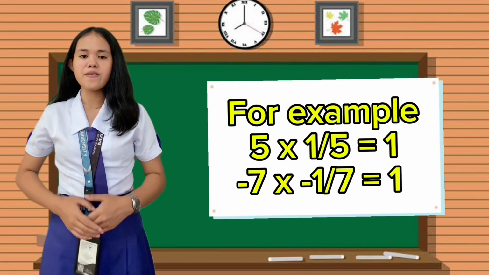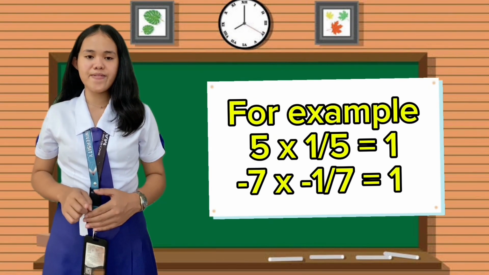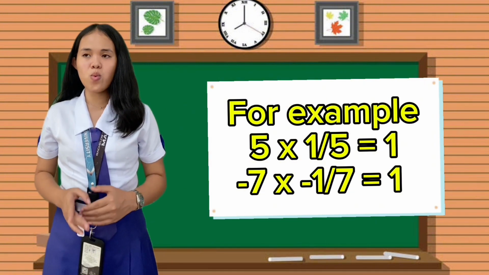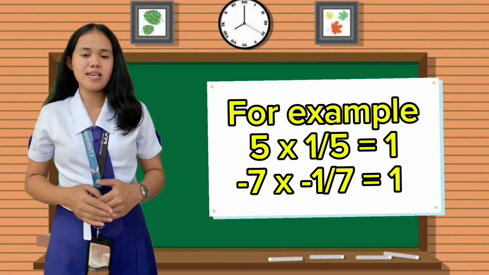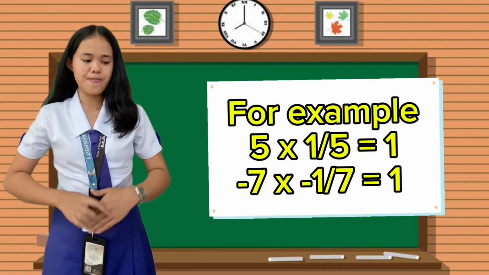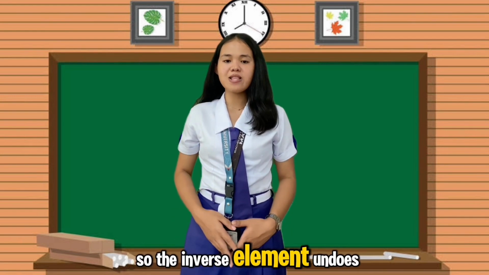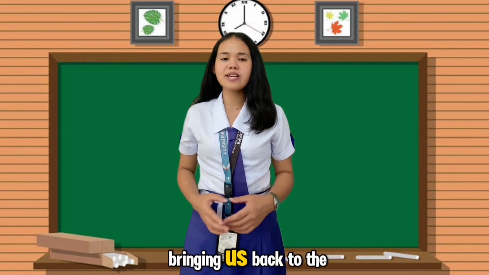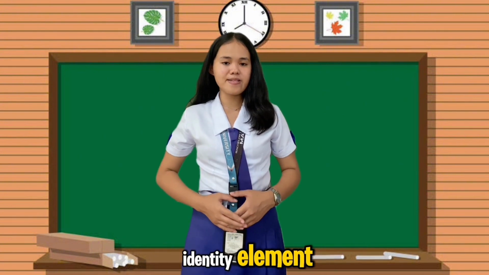For example, 5 times 1/5 is equal to 1. Negative 7 times 1 over negative 7 is equal to 1. So, the inverse element undoes the effect of the original element, bringing us back to the identity element.